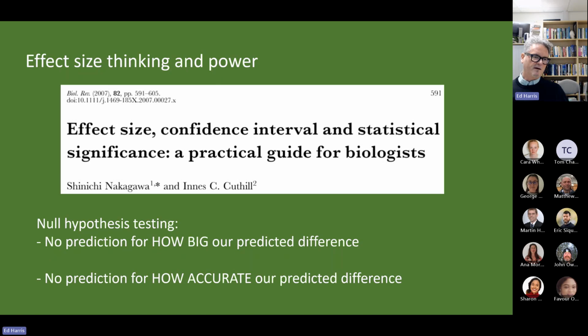Now, there's a researcher, the first author in this paper, who is a friend of mine, Shinichi Nakagawa. He is a really good biostatistician, and his superpower is explaining complicated statistical ideas to non-statisticians really clearly. And he's got a great paper. It's a bit long in the tooth now, but it's still very relevant and modern. Effect size, confidence interval, and statistical significance: a practical guide for biologists. So I recommend that.